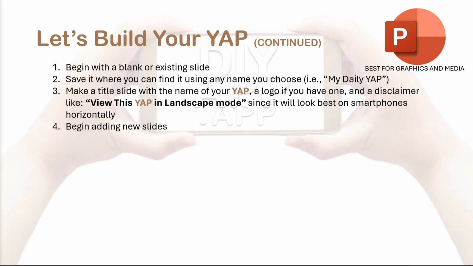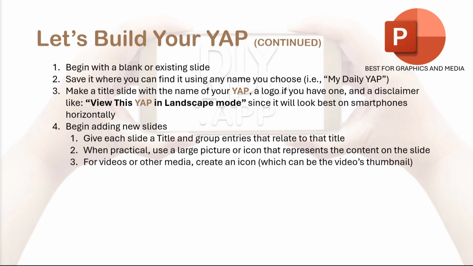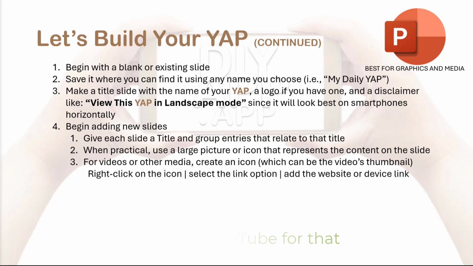Begin adding new slides. Each slide will have a title and group your entries into sections so that all of the slides that relate to a certain topic are together, one after the other. When practical, use a large picture or an icon on the slide that represents the content on that slide. That way it's easier to find when you're scrolling through. For videos or other media, create an icon which can actually be the video's thumbnail. And if you want to know how to make a thumbnail of a video, there's a YouTube for that. And if you want to remember, add it to your YAPP.